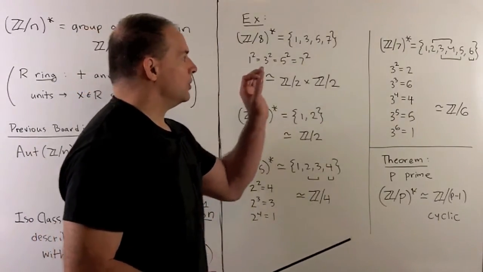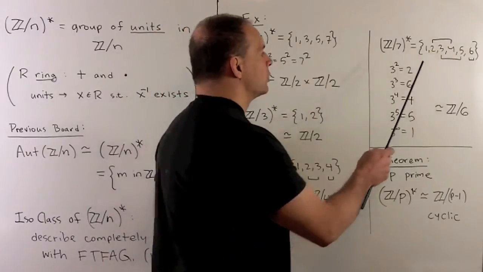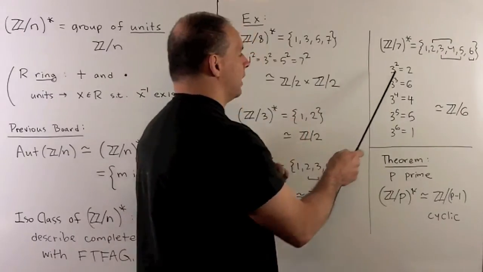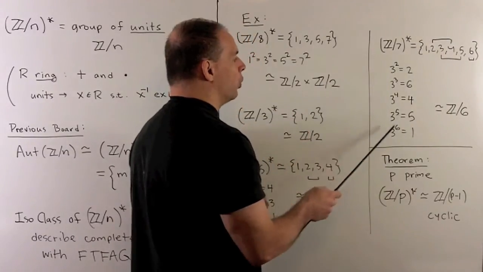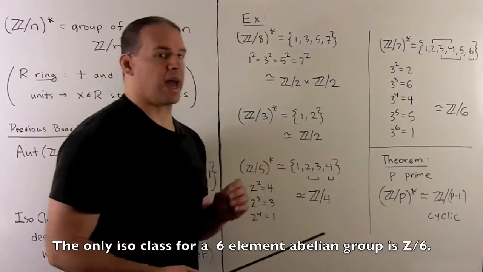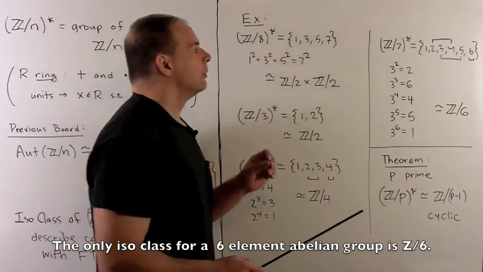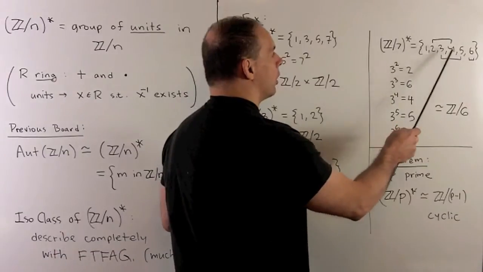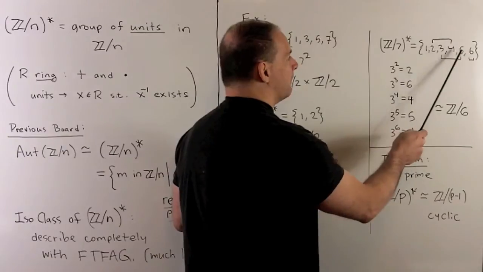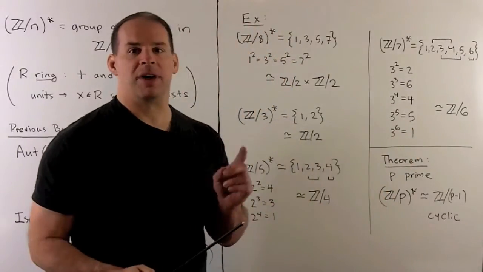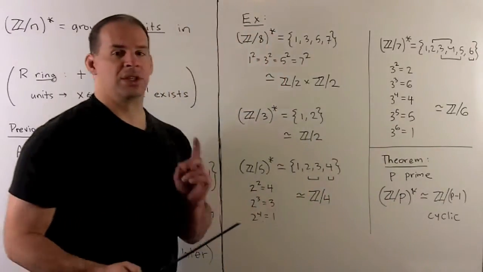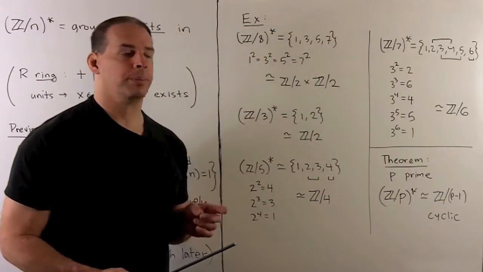One more, we'll do Z mod 7 star. So we have 1 through 6. If I take 3, that's going to generate the group. So we're going to have Z mod 6 for the isomorphism class. Note, 2 and 4 are inverse to one another. Okay, 2 times 4 is 8, which is 1. 3 and 5 are inverse to one another. 3 times 5 is 15, goes to 1. 6 is self-inverse. So 6 squared is 36, goes to 1.